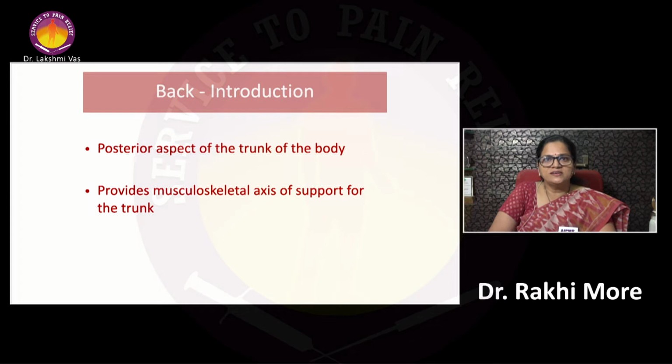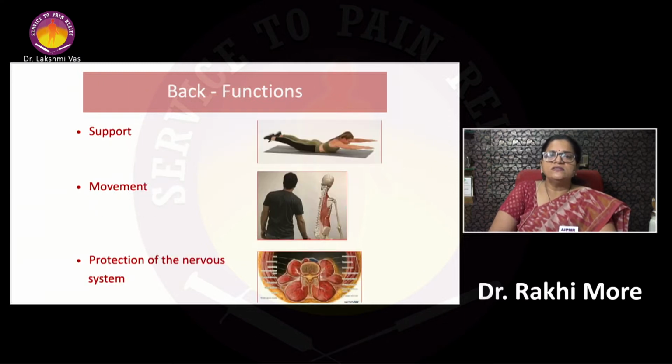It is the posterior aspect of the trunk of the body, and it provides musculoskeletal support for the trunk. What are the functions of the back? First, the support function, then movements, and protection of the nervous system. As you can see in this image which shows the support, core strength is very important, and that is why back muscles are important.